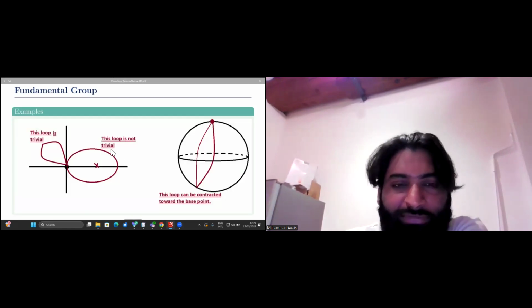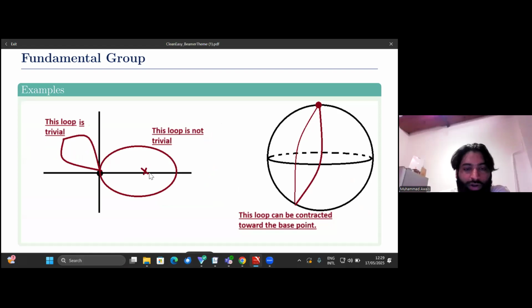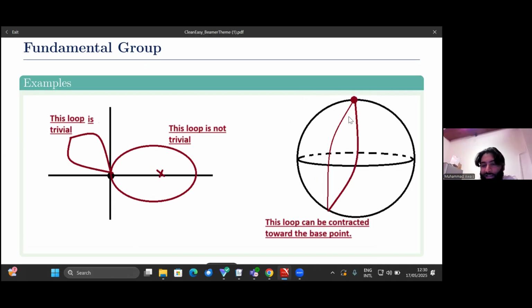And one can see here, if I have R2 minus this point, which I represented as a cross mark, this loop one can easily contract because there is space around it. But if you try to contract this loop, the gap will not allow you to contract it. And likewise, the fundamental group of the sphere is trivial. Whatever loop you have, you can keep moving it and shrink it in the end.